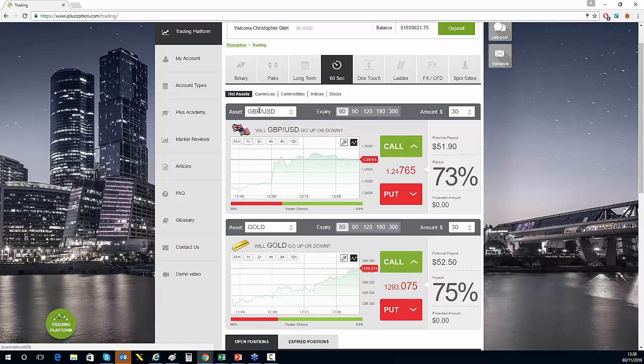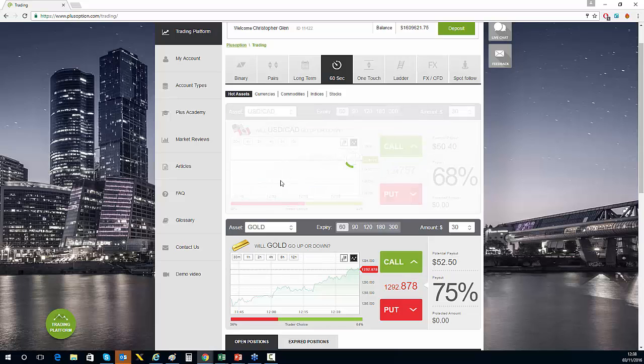Right now we've got a pullback on the pound. It's gaining a bit of strength in the market, but again, it won't be for long-term investments, nor short-term investments. It won't be my definition for a good trading asset.